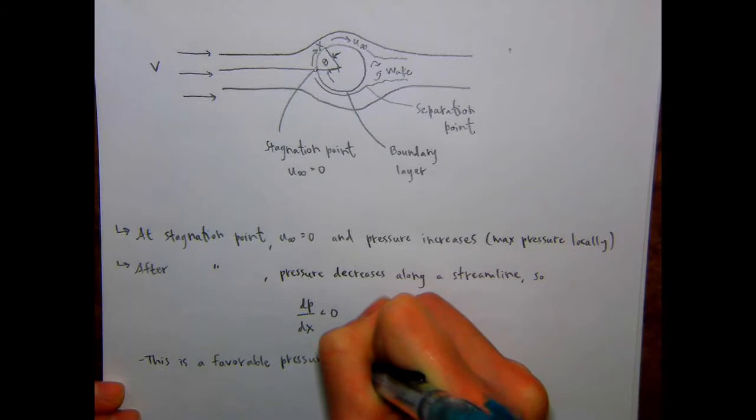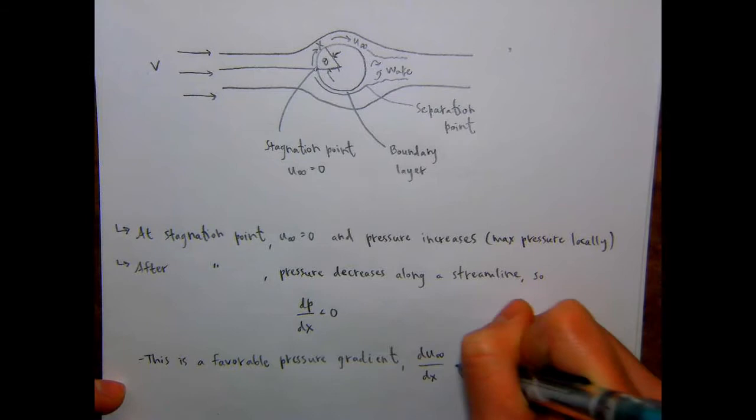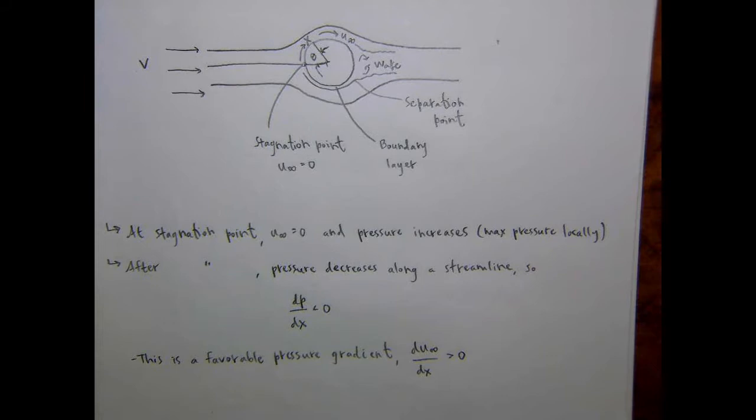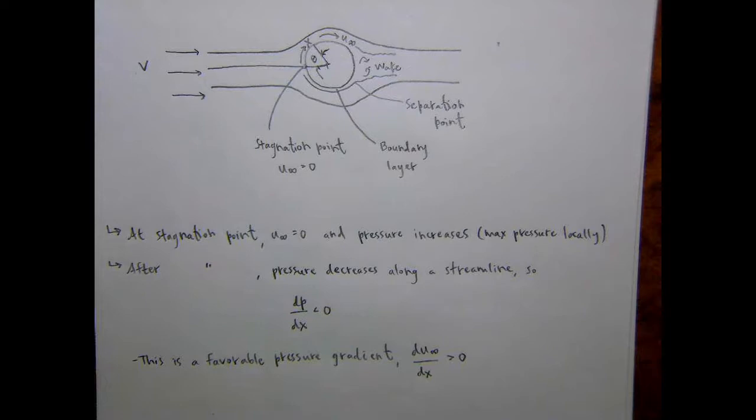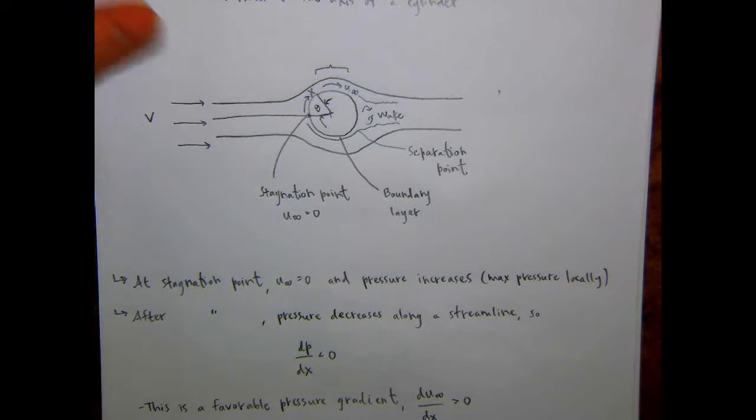And it's going to result in the free stream velocity along a streamline actually increasing. And so right here, the boundary layer is developing under this favorable pressure gradient. So somewhere up near the top of the cylinder, where exactly depends on the Reynolds number and the specific flow conditions, but somewhere up here you have a local minimum pressure.